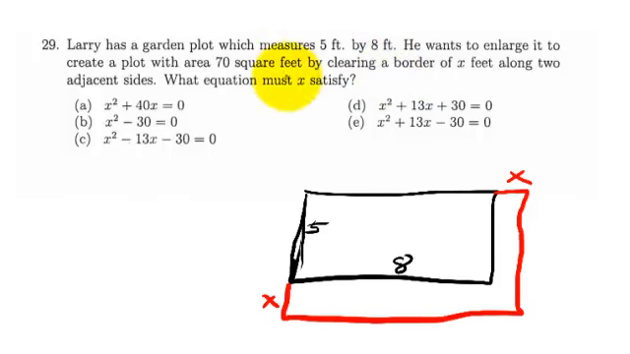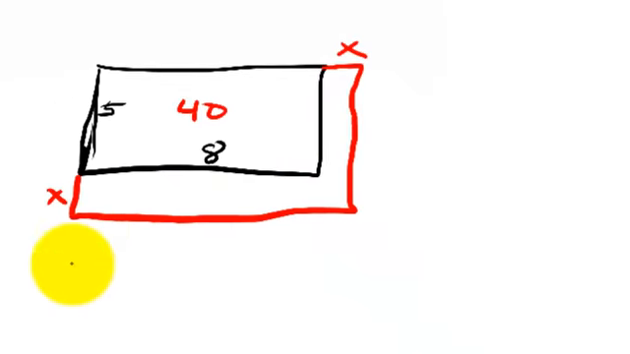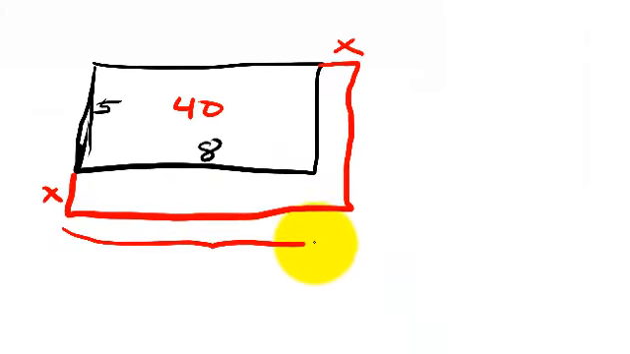Alright, now I want the new area to be 70 square feet. Right now, this black rectangular plot has 40 square feet. So I want this entire new rectangle to be 70. Well, what's the length and width of this new rectangle? This here is going to be the original 8 feet, from here to here, plus this little x. So that's going to be x plus 8.